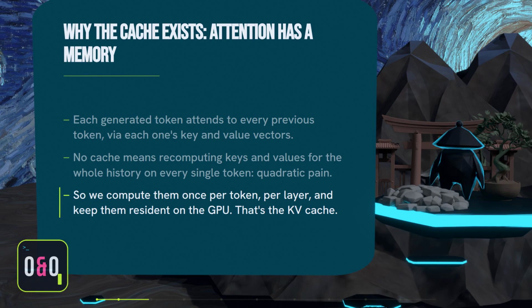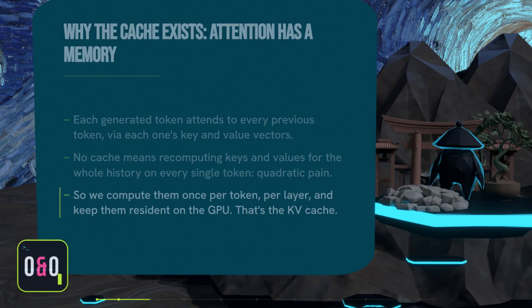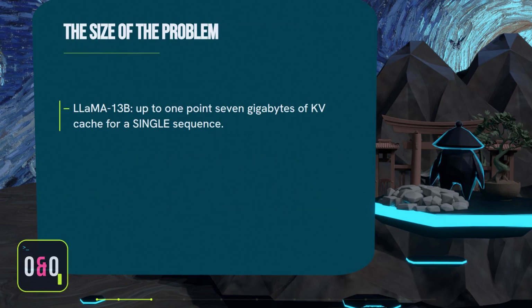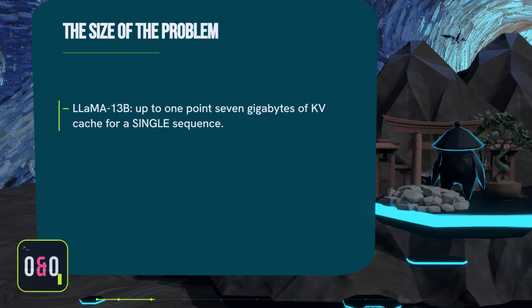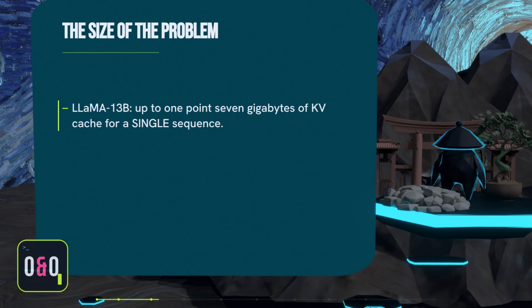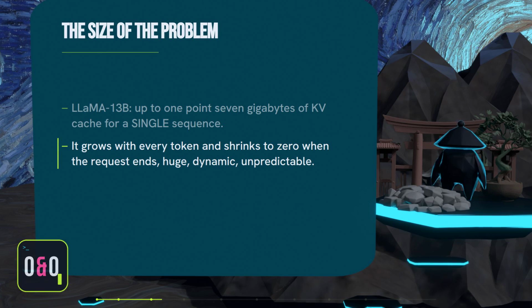The obvious next question, how big does this thing actually get? The vLLM team's numbers for a model that is modest by today's standards. On Llama 13B, one single sequence can hold up to 1.7 gigabytes of KV cache. One conversation, 1.7 gigabytes. And unlike the weights, which are a fixed cost you pay once, the cache is different for every request, growing token by token as generation proceeds and vanishing the moment the request completes. Its final size is unknowable in advance because it depends on how long the answer turns out to be.